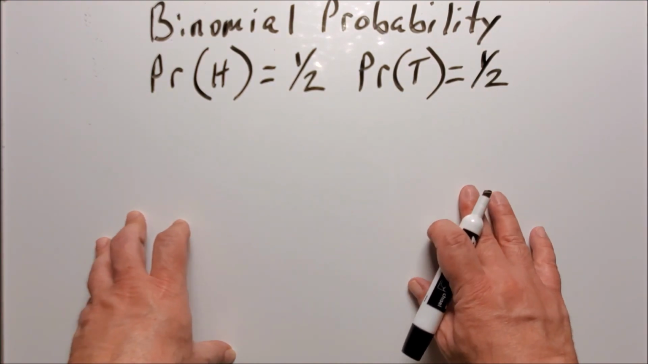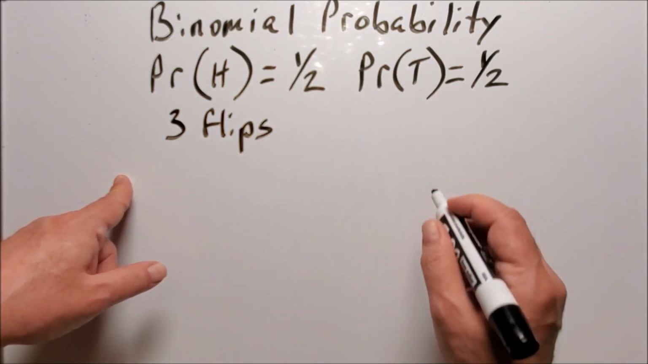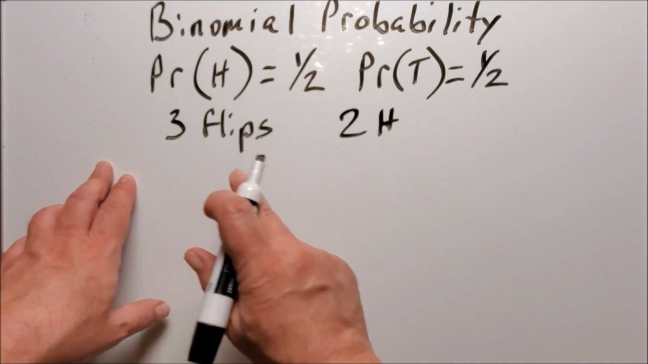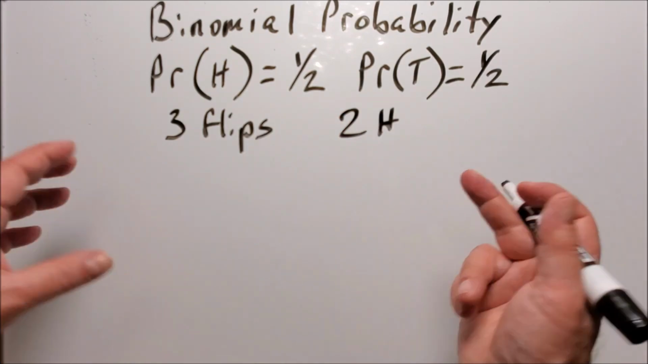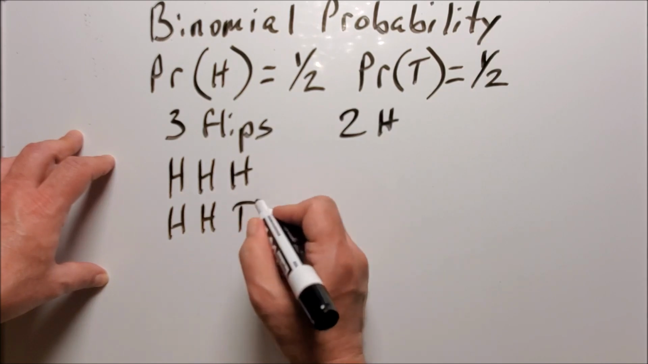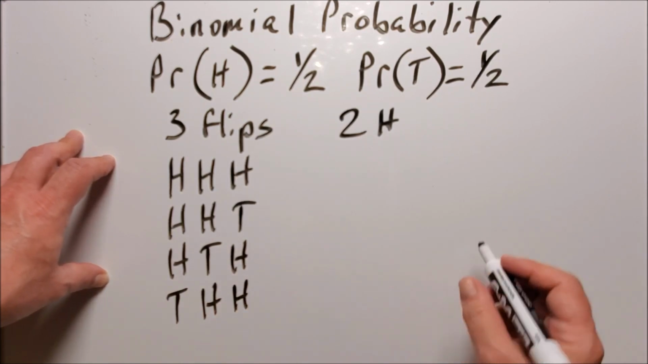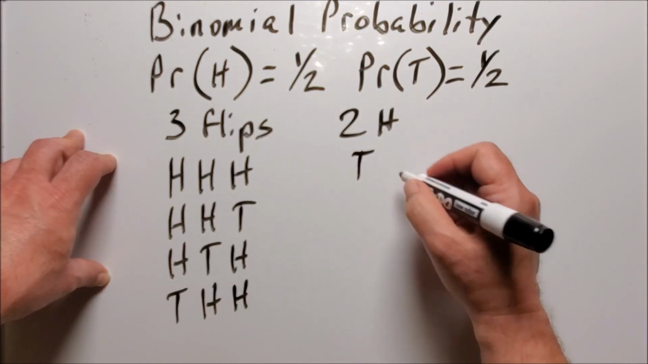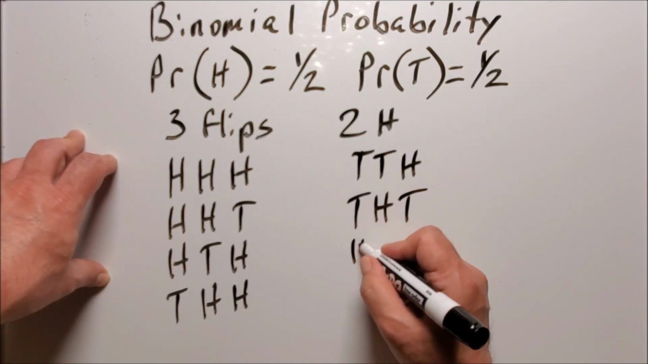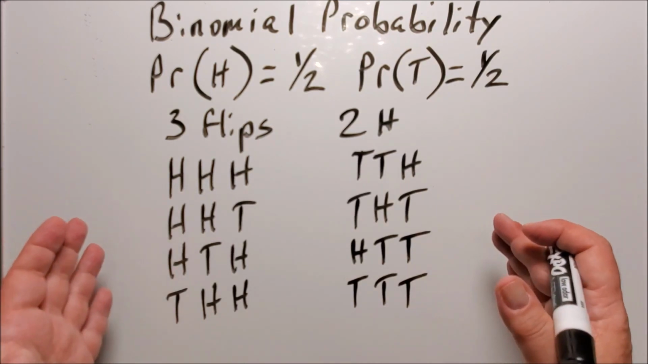If I asked you, hey, what's the probability that we flip a coin like this 3 times and get 2 heads? Well, we could probably figure that out. I'm going to write out the sample space for this sort of scenario, and then we'll take a look at it. Okay, so there's our sample space.